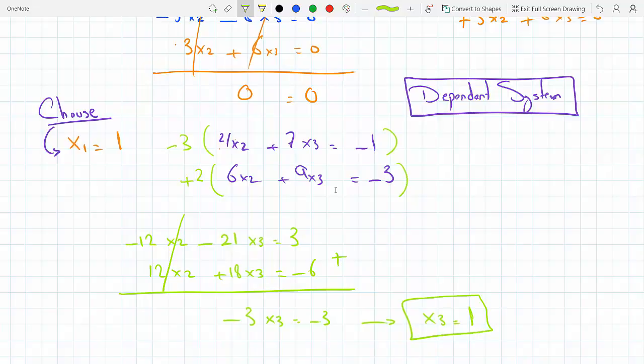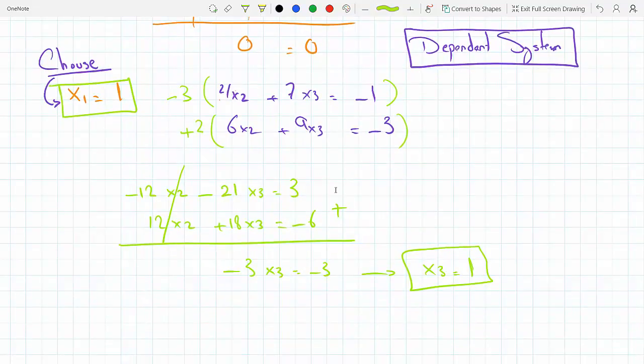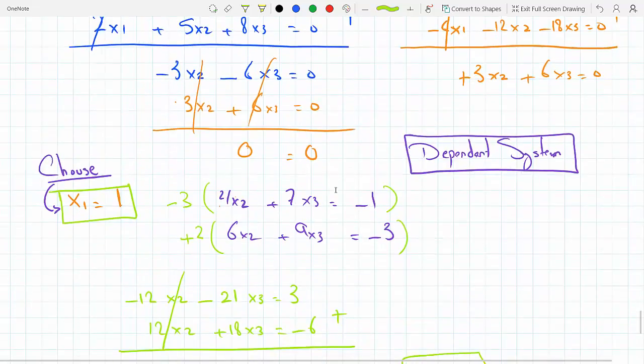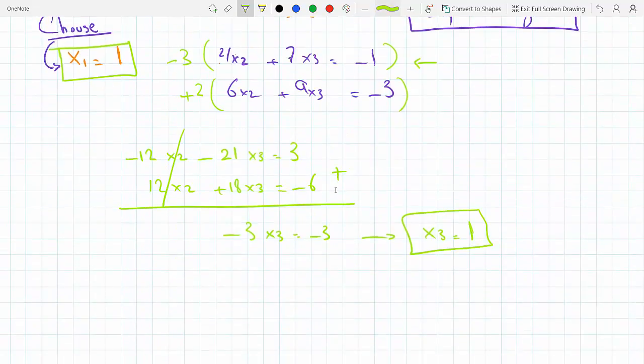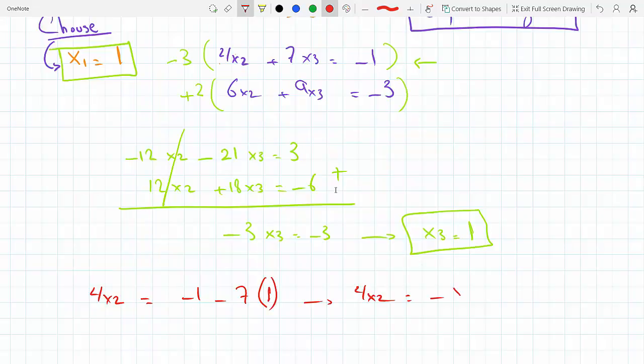So now that I picked a value for x1, I was able to determine x3, and I can plug into any one of the equations to find x2. Let's plug it in this equation here. So 4x2, before I pre-multiplied it by minus 3, would equal minus 1 minus 7x3, and x3 is 1. So this would get me 4x2 equals minus 8, which makes x2 minus 2.